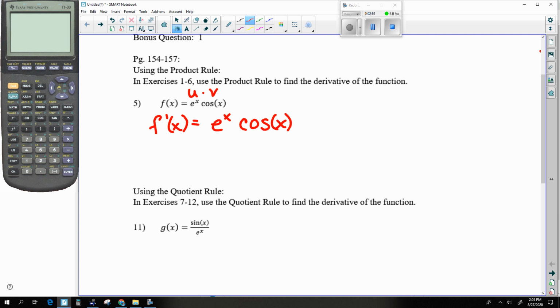So I took the derivative of, in essence, that one, plus, now I go back to the same problem and I take the derivative of the other. So in that case, the cosine. So e to the x is just left alone, and the derivative of cosine is negative sine. So that's the sine, and then this would be the negative sine.